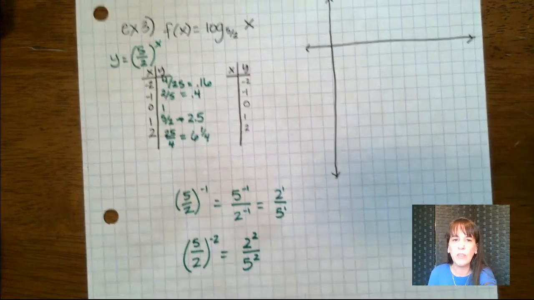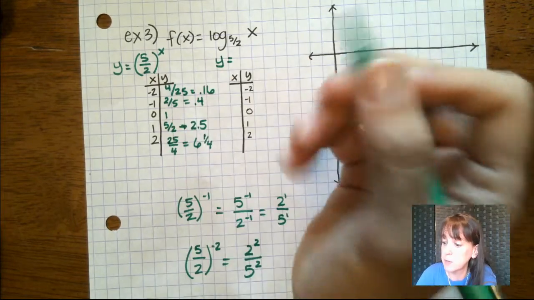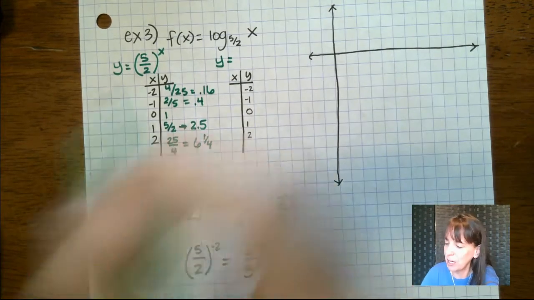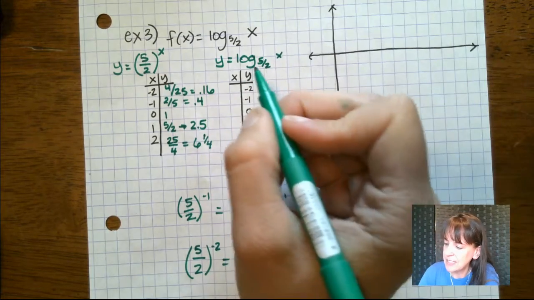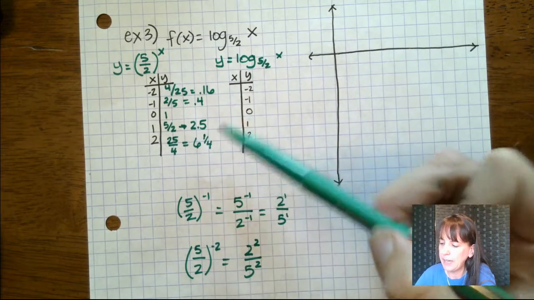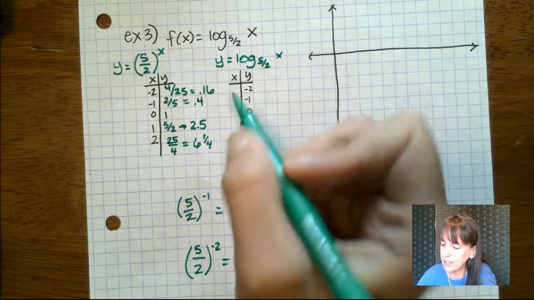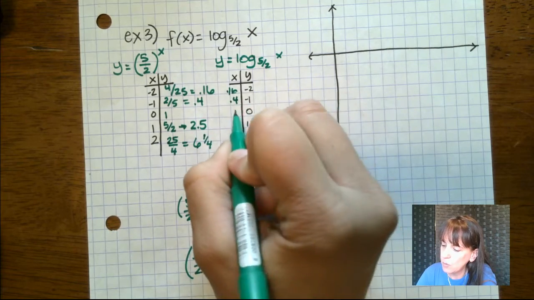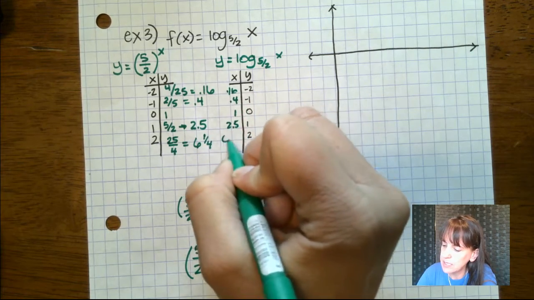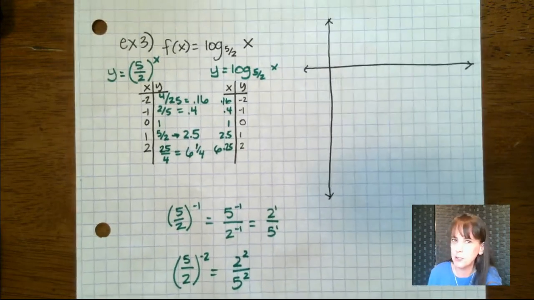Okay, so that is our base graph, our exponential graph, but we want our logarithmic graph. So log base 5/2 of x, just like this, and you'll see that I've already put my x's in here. I put them in for my y here, and so my x now is 0.16, 4/10, 1, 2.5, 6 and a 4th, which is 0.25. If you want to keep it in decimals or fractions, it doesn't matter.